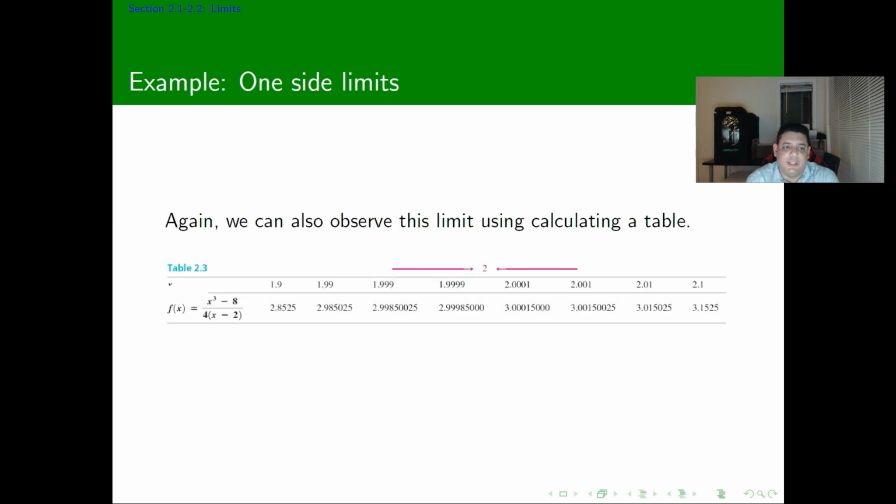Now, a similar thing can be seen again if we do this with a table. Notice that using the calculator and plugging values nearby is going to produce a similar type of behavior. This is going to show you that if I go by the left side, the numbers on f of x are going to approach 3, and if I take numbers on the right side, then this is going to approach 3. Okay?